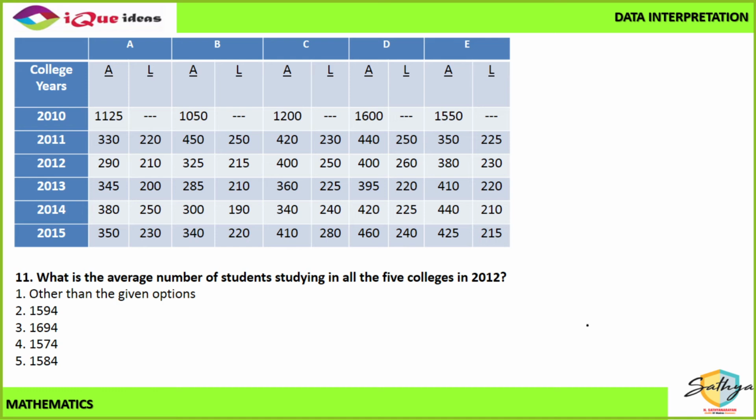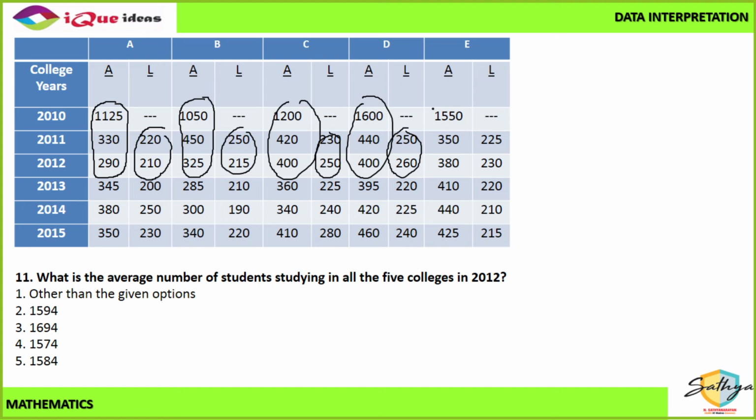So what do we do? To find out the average number of students in the college, you start by finding out in 2012 how many students were there. That means you add these three numbers and you subtract this from it. Similarly, you add these three numbers and subtract, add, subtract, add, subtract, add, subtract. And finally, whatever result you get, the entire thing you divide by 5 because there are 5 data points.